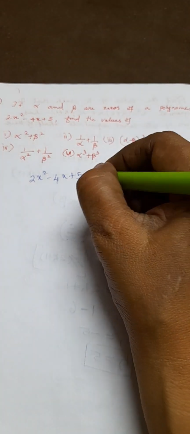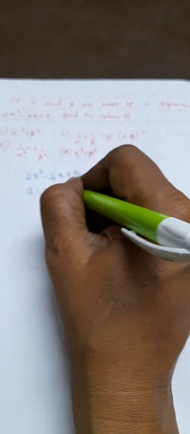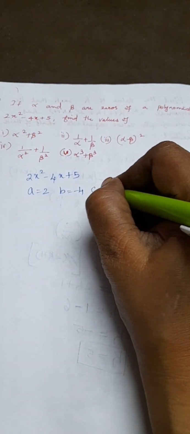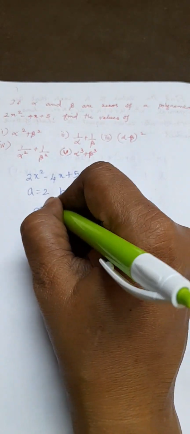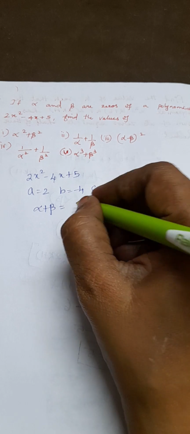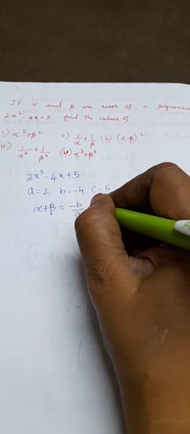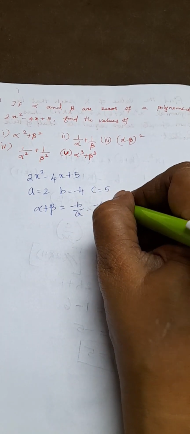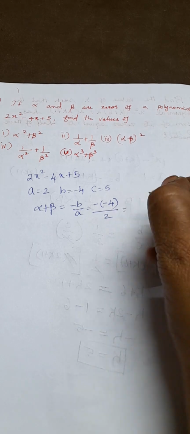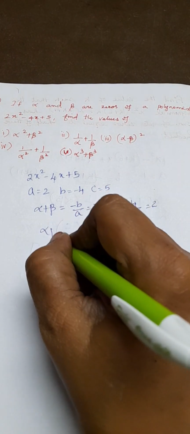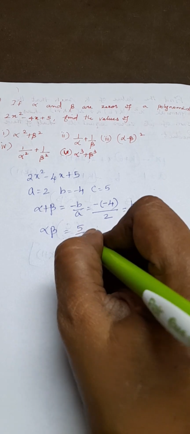So what we have to do is, first we'll find out a equal to 2, b equal to minus 4, c equal to 5. And what is alpha plus beta? Alpha plus beta is minus b by a, that is minus of minus 4 by 2, that is 4 by 2, that is equal to 2, right? What is alpha beta? c by a, 5 by 2, right?